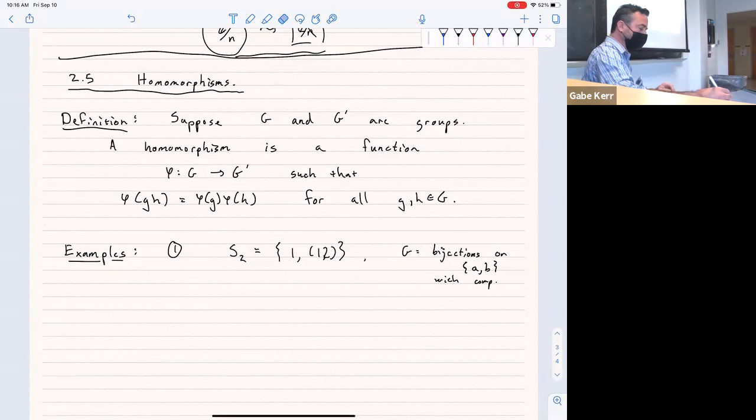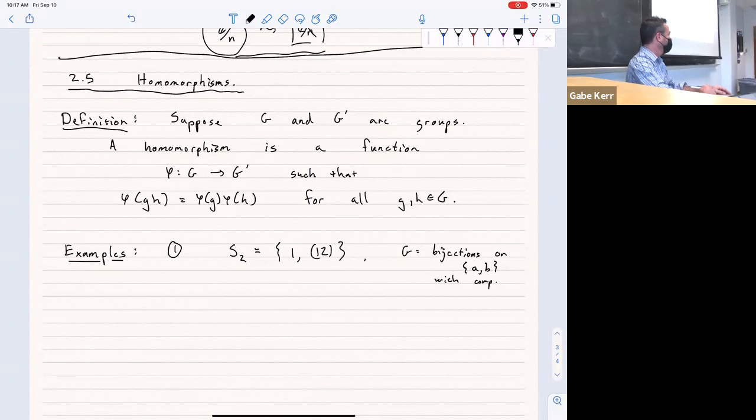So S2 is not much, right? Permutations on 1, 2. Either it sends 1 to 1 and 2 to 2, or it switches them. It's not a complicated group, right? If I transpose twice, I get the identity. This is an order 2 group. What about bijections on a set AB? What do you guys think of it?